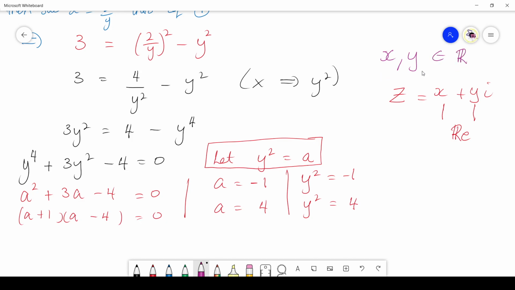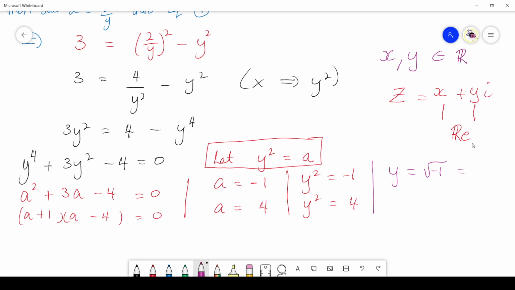So they cannot have any i's in it. x cannot be 5i, y cannot be 2i. There should be no components of i in those letters. And when we solve over here, if y squared is -1, that must mean that y is the square root of -1. And we all know that i squared is -1. So therefore, i is the square root of -1, which is a completely imaginary number.